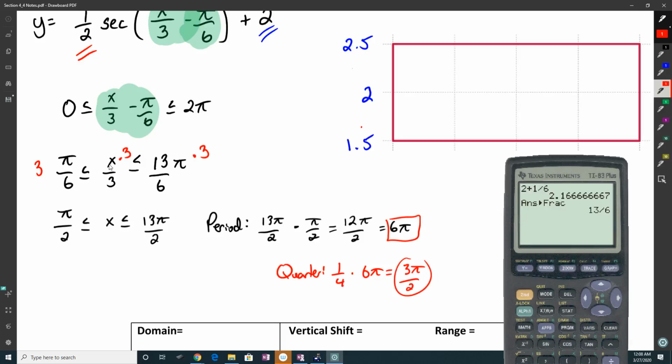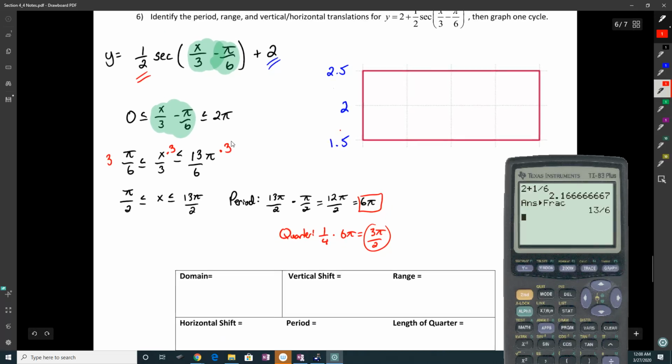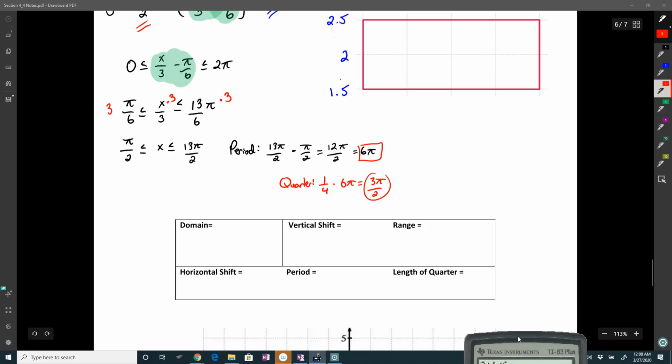All right, so let's fill in a bunch of stuff in this table since we're already doing it. I know that my vertical shift is up 2. My horizontal shift is, remember, the number that you get on the left, and that's just pi over 2. My period is 6 pi. The length of the quarter is 3 pi over 2. And now let's figure everything else out. I'm going to save the domain and range until we actually create our sketch.